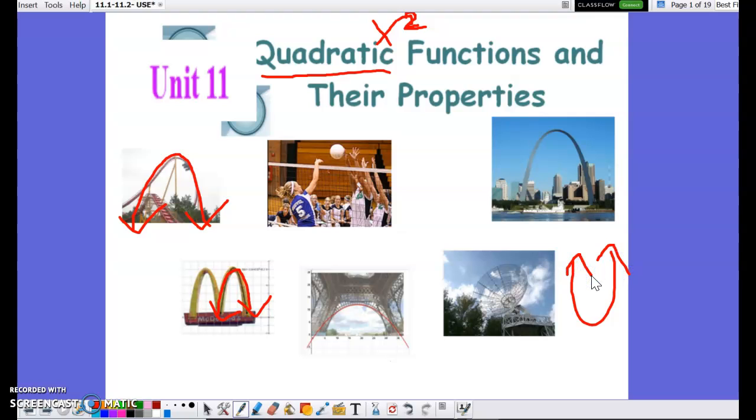The cool thing about quadratic functions is there's so many things in life that are modeled by a quadratic path. I think a lot of sports, right? If you think about a volleyball, it comes down, then it goes back up, and then it comes down. That follows a quadratic path. So that's what we're going to explore in this unit.